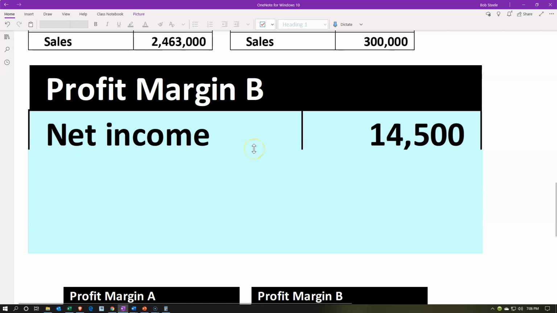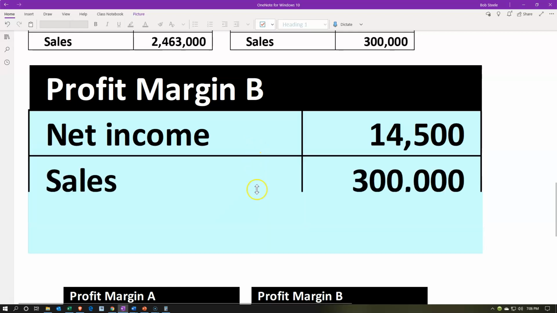If we take a look at profit margin for B, we're going to say, all right, net income, bottom line of the income statement, and then the sales, top line of the income statement. Notice the sales and the net income are much different, so that you can't really compare the numbers, but we can compare basically the profit margin.